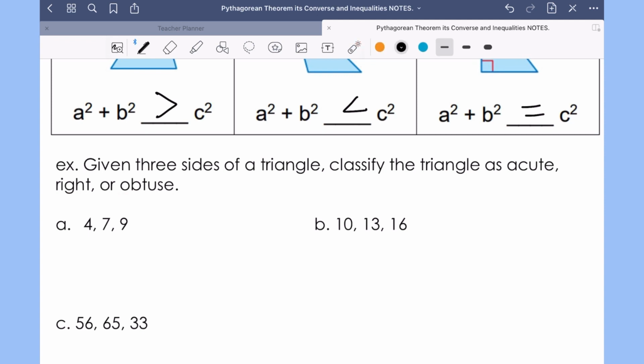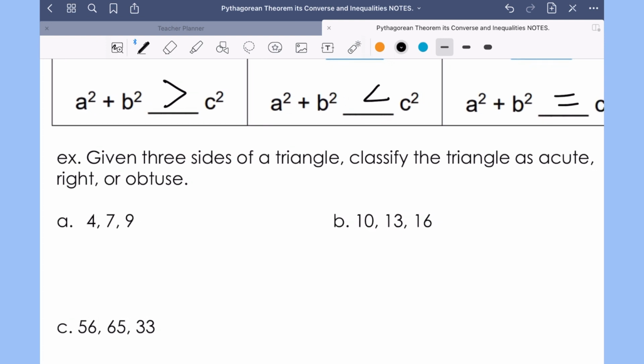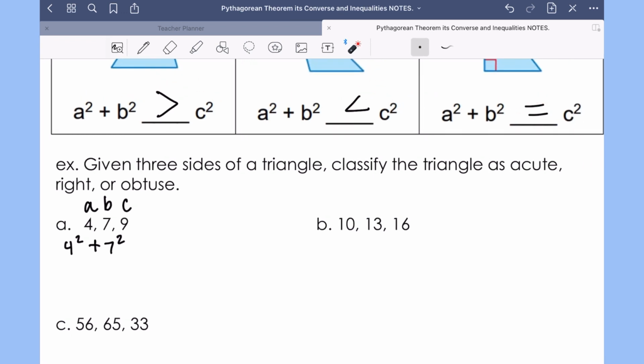Okay, so I have 4, 7, and 9. Who is the largest one here? 9. So that is C. The other two can be A and B. Okay. So let's just do the math. 4 squared plus 7 squared. Is it going to be greater than, less than, or equal to C squared? We don't know yet. So we're just going to leave a space. And then we're going to do 9 squared.